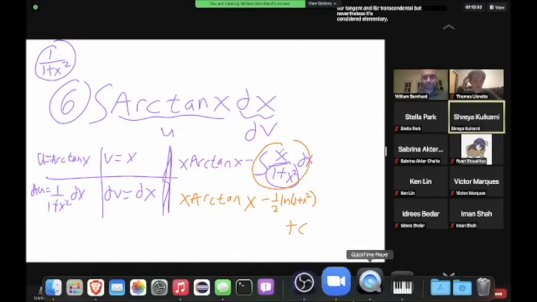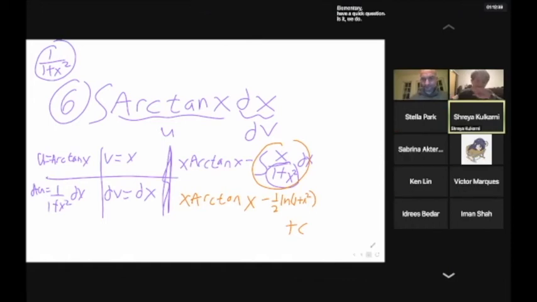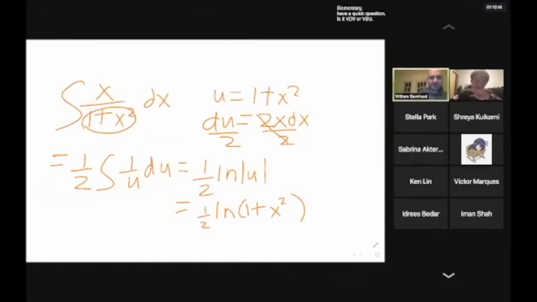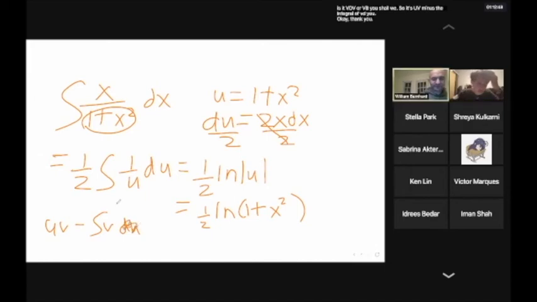I have a quick question. Sure. Is it vdv or vdu? So it's uv minus the integral of v du. Okay, thank you. Let me see if I can draw. uv minus integral of v du. That's how I remember it, voodoo, vdu.